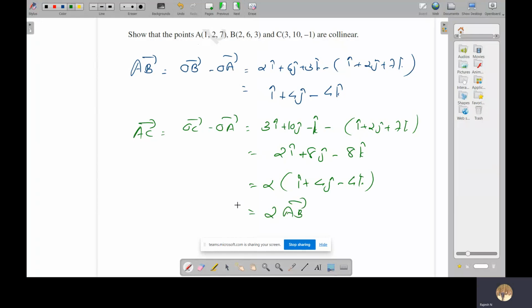So vector AC is equal to what? You go 2 into vector AB. So you know if two vectors are collinear, what is the condition? Remember, A bar is equal to lambda into B bar. So one vector is equal to some constant times another vector. So what you can say? The vectors are collinear. So the points are collinear.